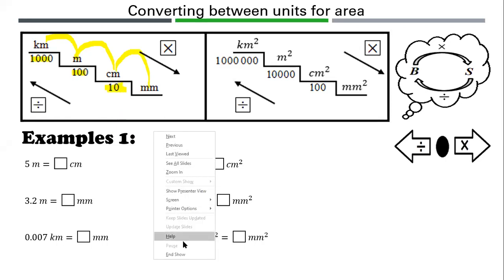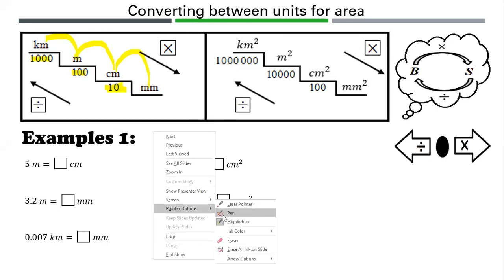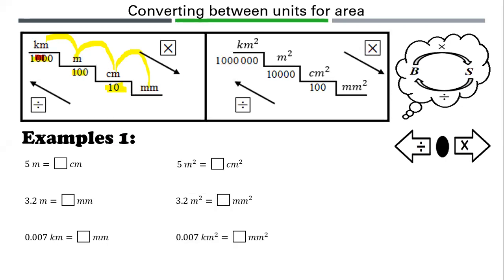Now, what about if I'm converting kilometers squared? Do I have to memorize it? You don't. What you're going to do is the following. Just find the connection. Here there used to be 3 zeros. Here they are double, because here I double it.